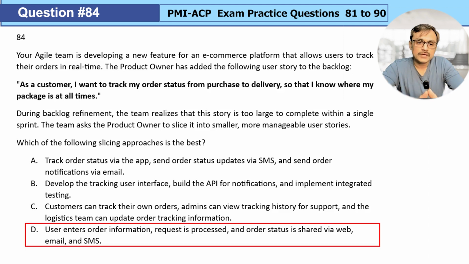Whereas option D, enter order information, request is processed. A request can only be processed when you enter the information, so they are making it dependent. And order status is via web, email, and SMS, and they are clubbing the status information together. So the problem is, first, it is becoming dependent, and second, it is not adding value in each of the small slices.